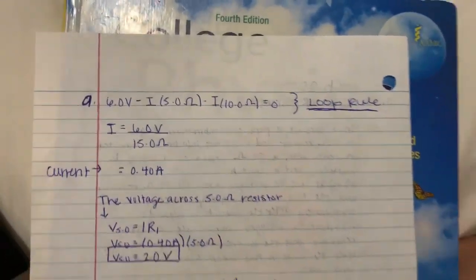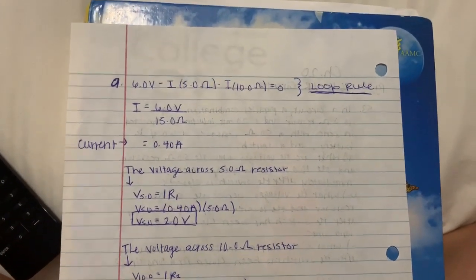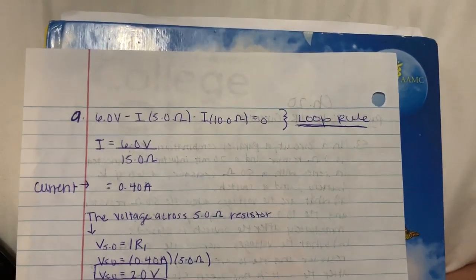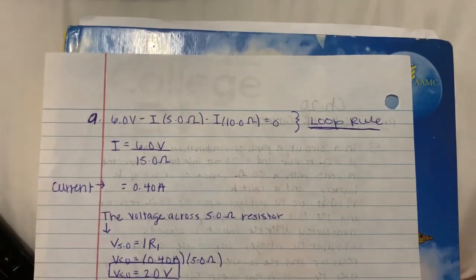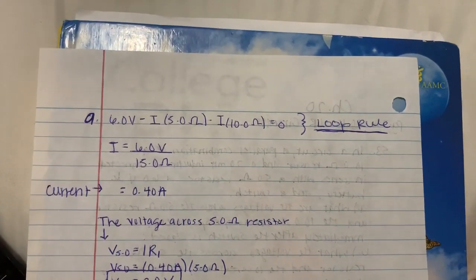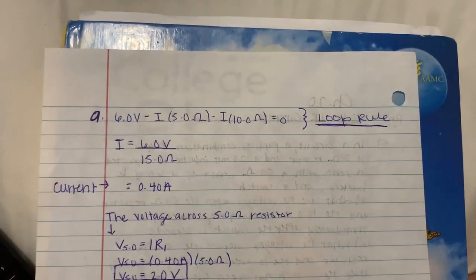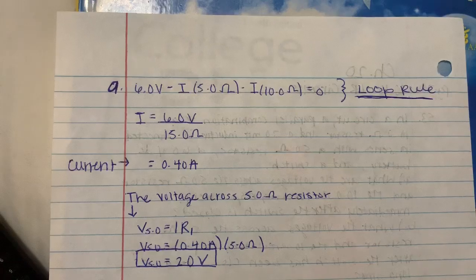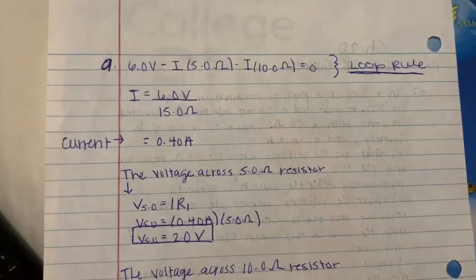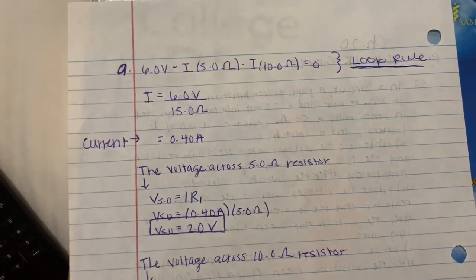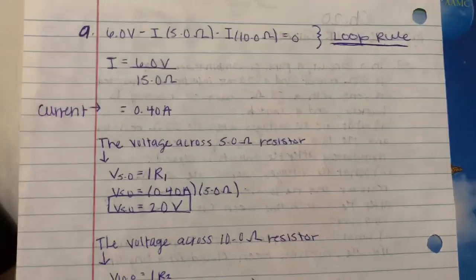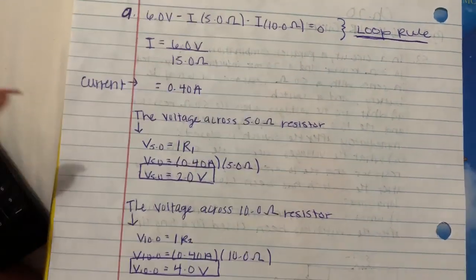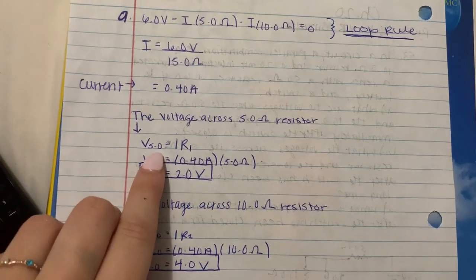Okay. In my first problem, I'm looking for the voltages in both of my resistors. So you use the loop rule. So it's 6 volts minus I times 5 ohms minus I times 10 ohms equals 0. And once you rearrange that, you're going to get I equals 6 volts over 15 ohms, and it gives you a current of I equals 0.40 amps.